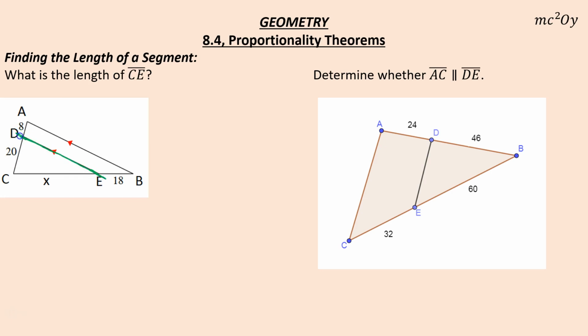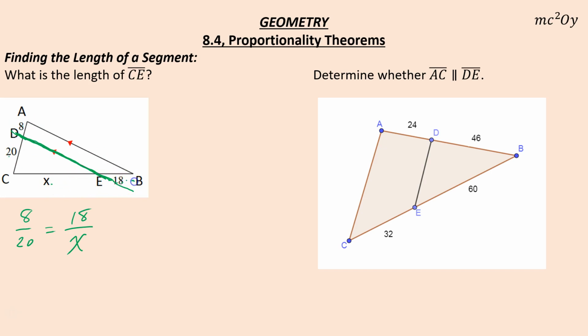So I'm going to trace DE. And notice I've traced it past the actual end of the triangle, because what I'm trying to do is create these proportions. 8 is to 20 as 18 is to x. And really that's as simple as it goes. That parallel line right there will just create that proportion you need.